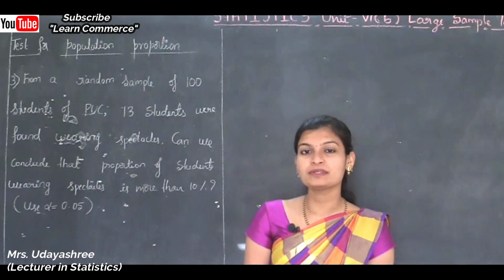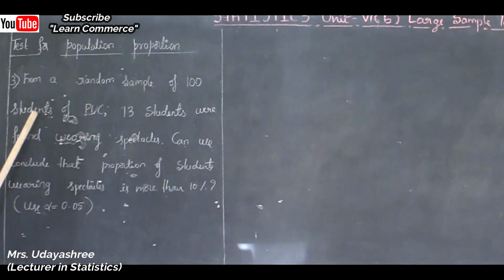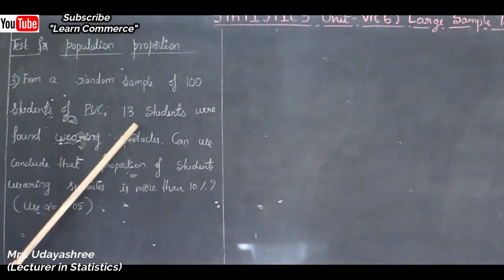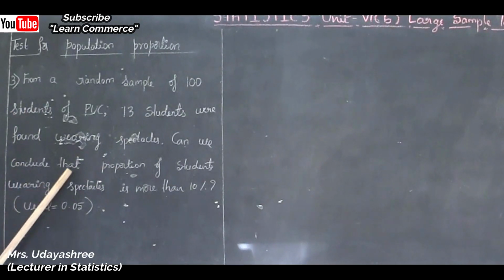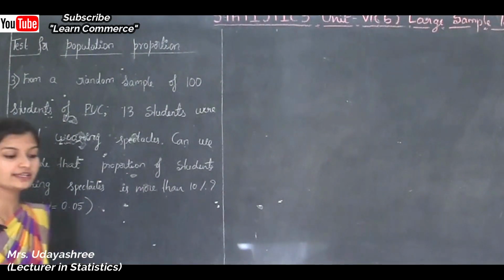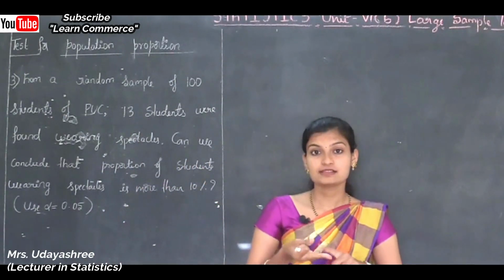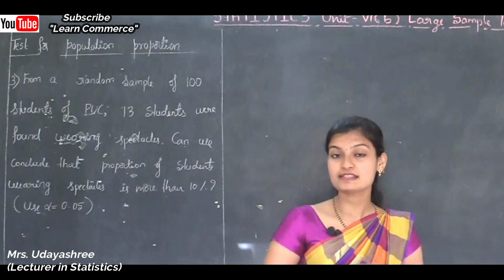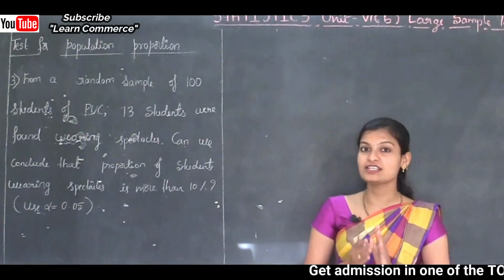Problem number 3: from a random sample of 100 students of PUC, 30 students were found wearing spectacles. Can we conclude that the proportion of students wearing spectacles is more than 10%? Use alpha equal to 0.05. See students, here mean or average, standard deviation or variance are not there. So this is a population proportion problem. Let's see the solution part.